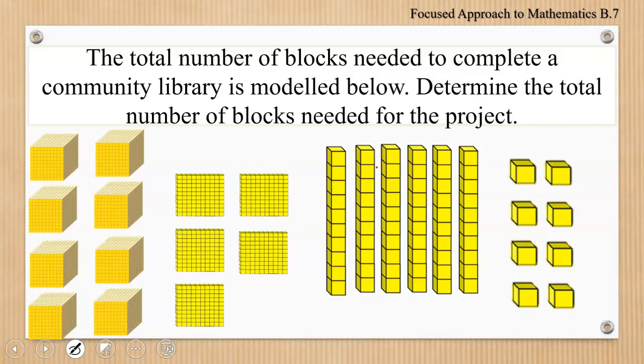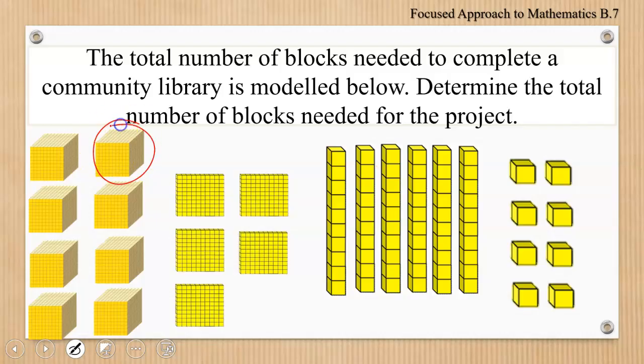Now let's take another example. This time around, let's have the question this way. The total number of blocks needed to complete a community library is modeled below. Now they have modeled it for us. Determine the total number of blocks needed for the project.